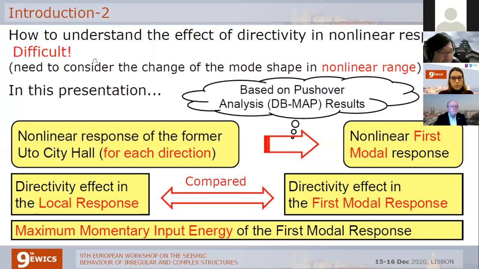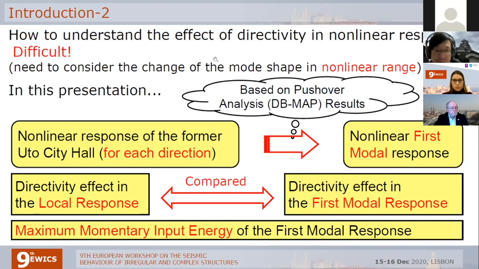Then the nonlinear first mode response is calculated for each result. This is done based on the pushover analysis results considering the change of the first mode shape. Based on the result, the directivity effect in the local response is compared to the first mode response. And then the maximum momentary input energy of the first mode response is also discussed as a seismic intensity measure.